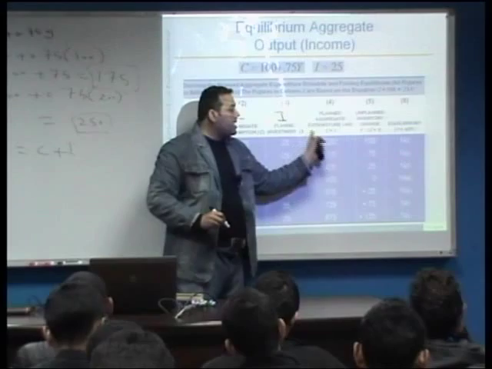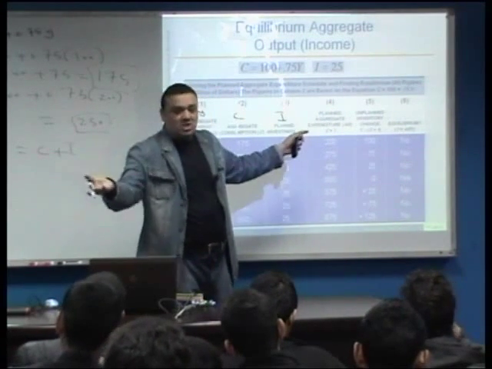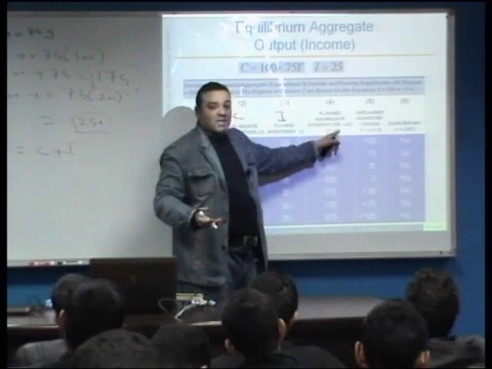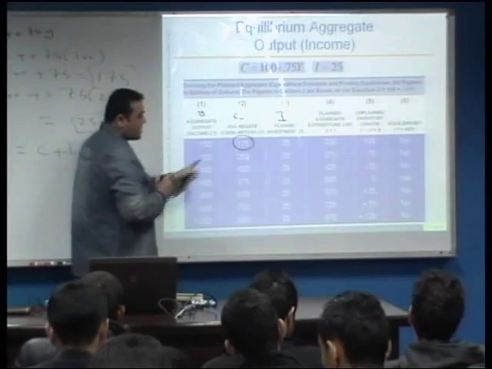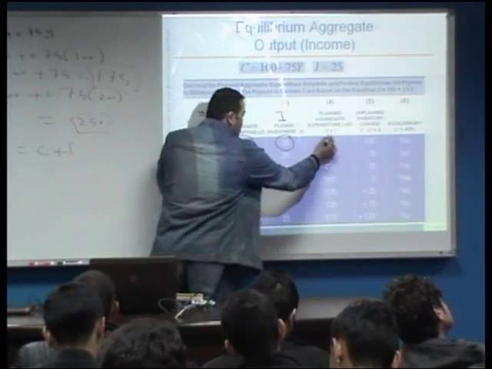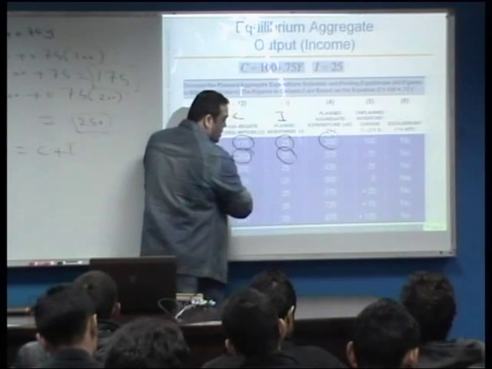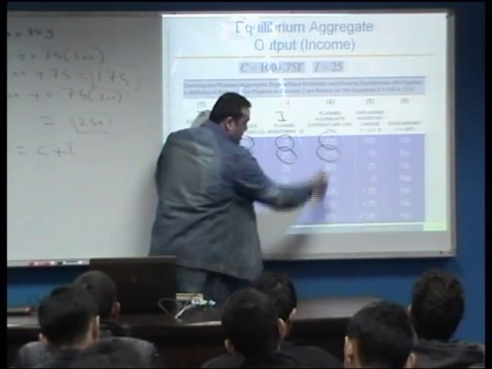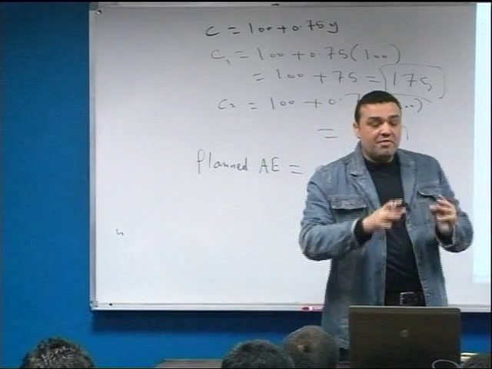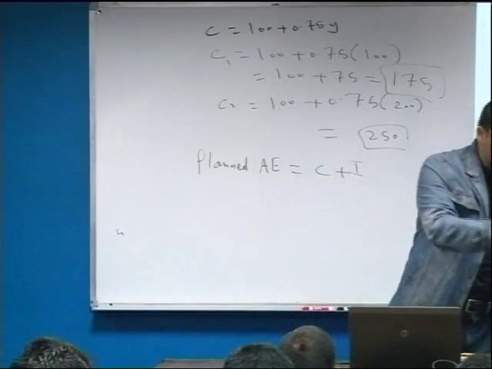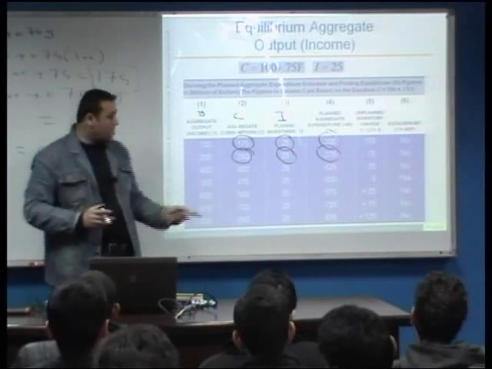The planned aggregate expenditure, how much? Equals C plus I. So C, 175 for the first case, plus 25 equals 200. 250 plus 25 equals 275, and so on. Right? Let's do a comparison between the aggregate output and the planned aggregate expenditure at all levels, at all cases. The first case.